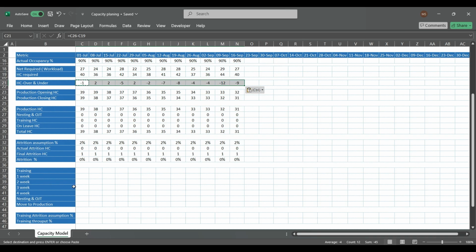give me a moment, these values are equal.